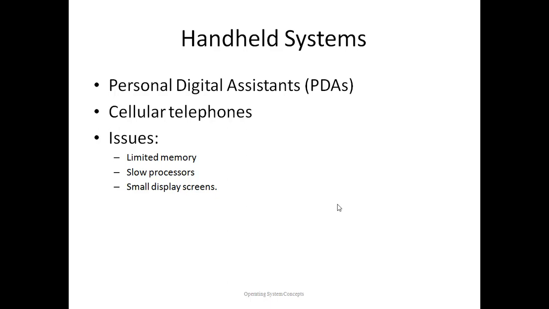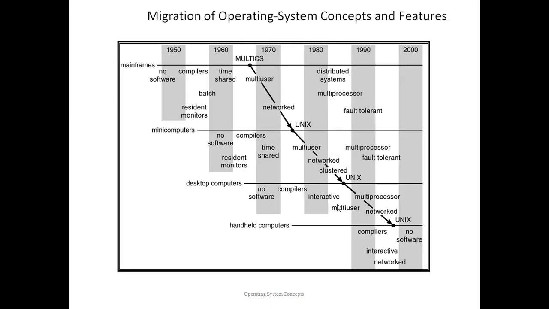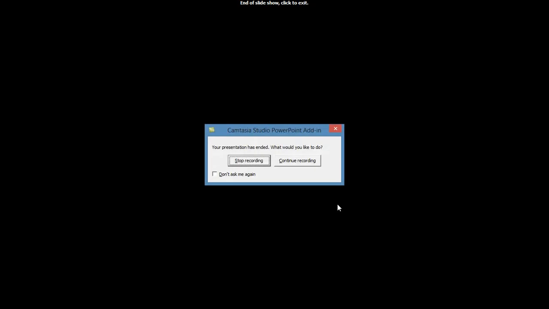Handheld systems, which are personal digital assistants and cellular telephones. Basically, the issues are limited memory, slow processors, and small display screens. This is how the migration of operating system concepts and features has developed, starting from 1950 to 2000.